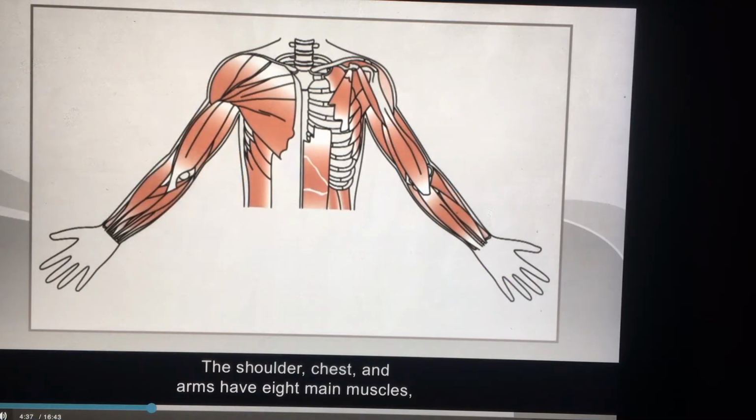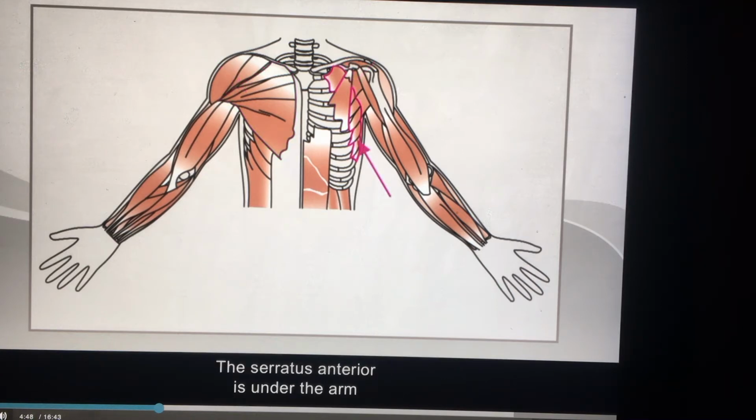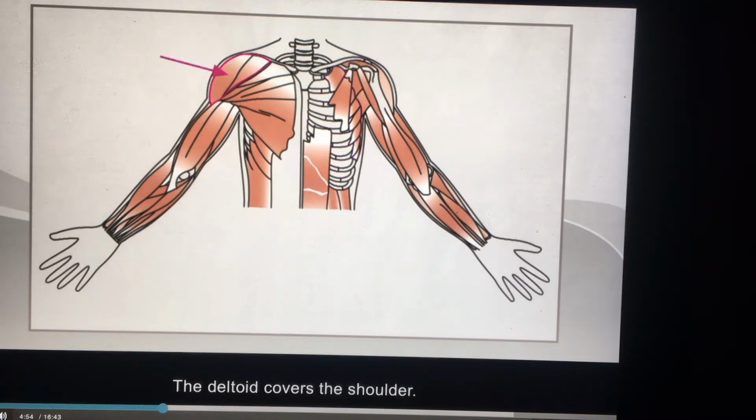The shoulder, chest, and arms have 8 main muscles. The pectoralis major and pectoralis minor extend across the chest and help to swing the arms. The serratus anterior is under the arm and is used to lift the arm and to help with breathing. The deltoid covers the shoulder. Triangular in shape, it helps to lift and turn the arm.